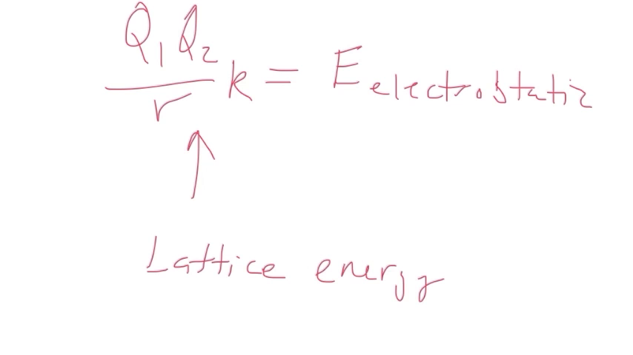Okay. So the higher the lattice energy, the stronger the bond. And how do you get a stronger lattice energy? What would make E really big? If R is really small and Q is really big. So let's put that into practice.